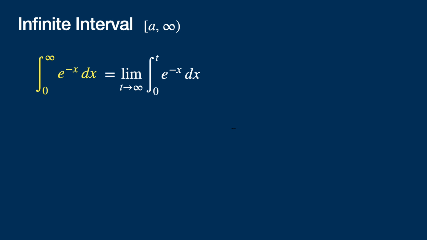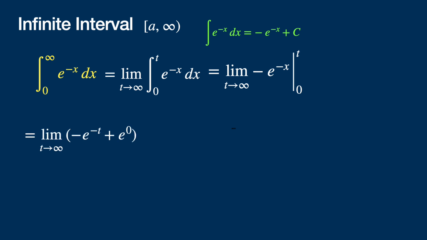So first, this is a definite integral. Find the antiderivative of e to the negative x. That's gonna be negative e to the negative x. Then we're gonna evaluate this antiderivative from 0 to t. Plug in t first. Limit as t approaches infinity of negative e to the negative t minus positive e to the 0. E to the 0 is 1. E to the negative t is gonna be 1 over e to the t. So we have the limit as t approaches infinity of negative 1 over e to the t plus 1.